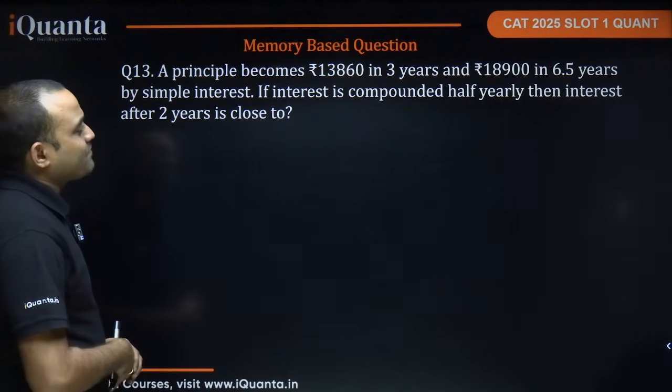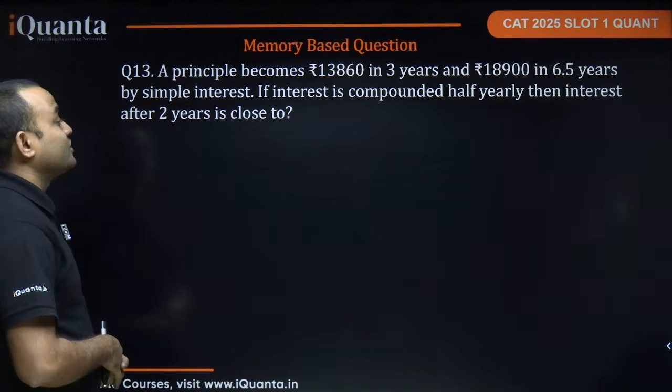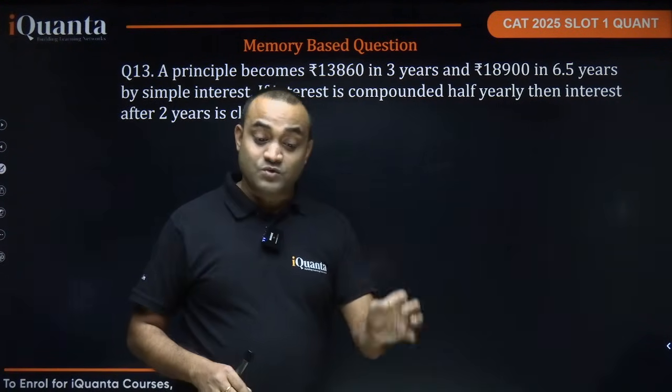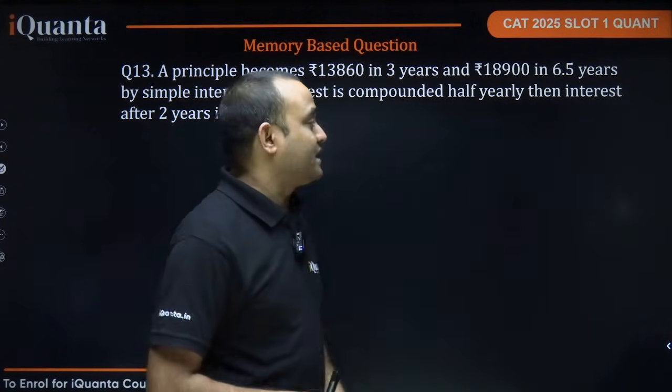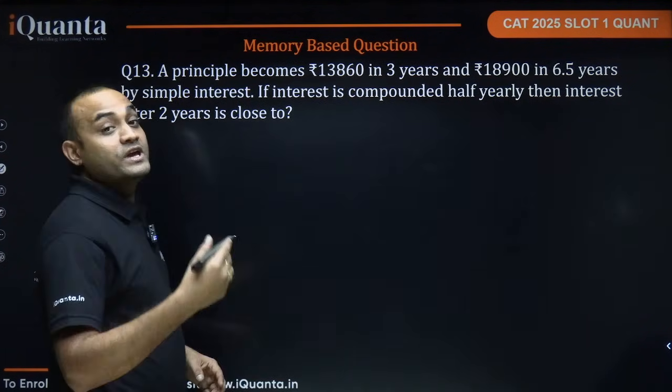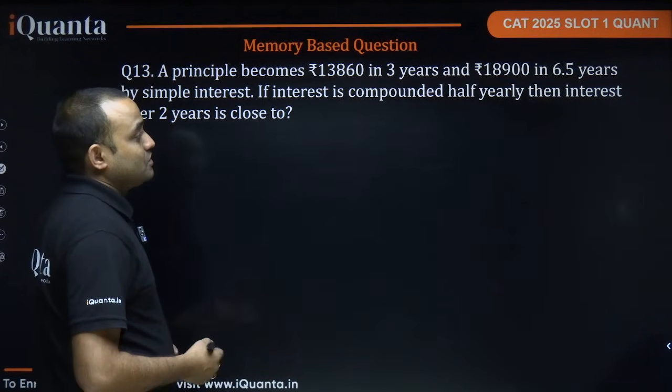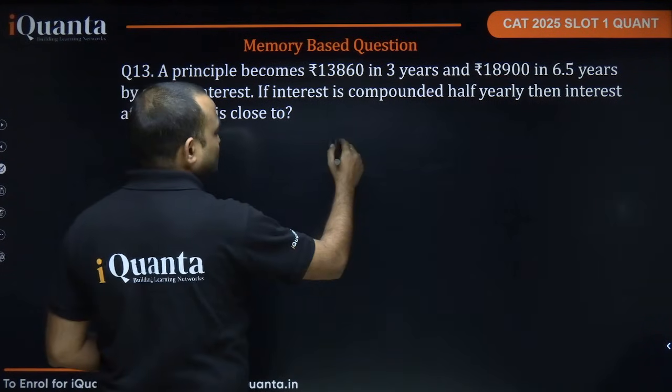If interest is compounded half yearly, then interest after 2 years is closest to... This was one of the most calculative questions that you will ever face in CAT. And the options were very, very close. So I'm just directly going to tell you the answer.